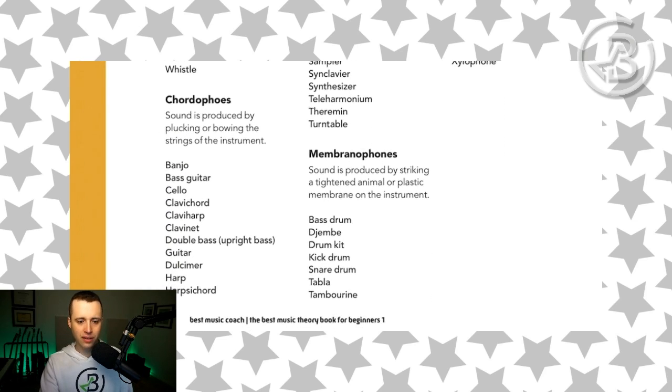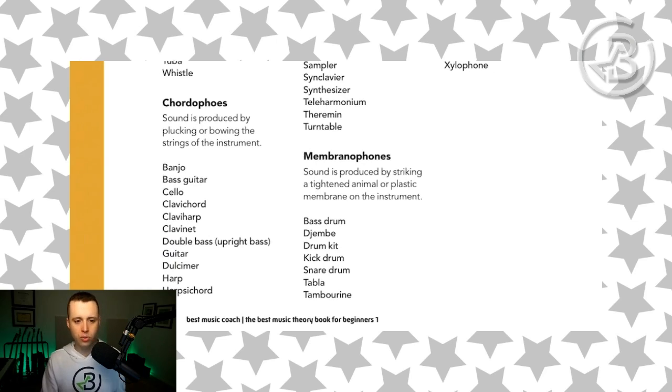Second type of instrument are chordophones. With chordophones, sound is produced by plucking or bowing the strings of an instrument. So that'd be like a banjo or a guitar. You have to pluck it. Or, for example, a cello or a violin, where you see players actually play with bows.